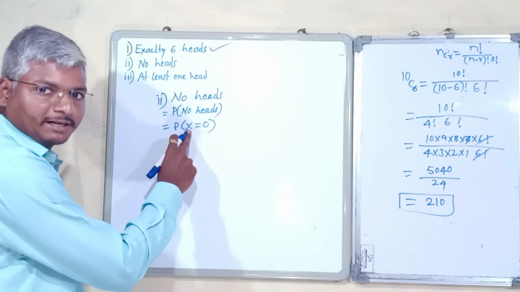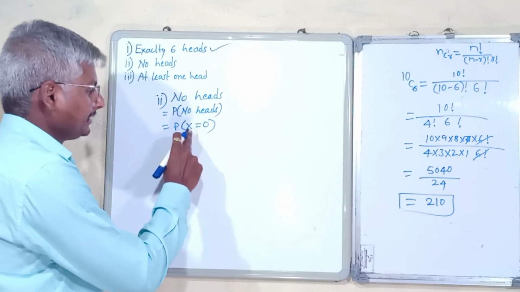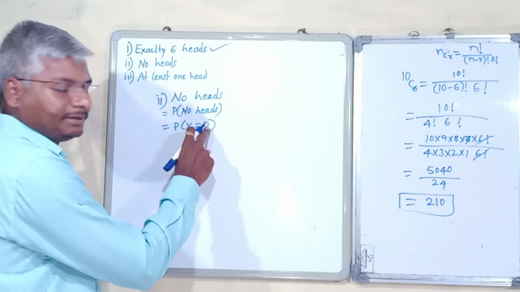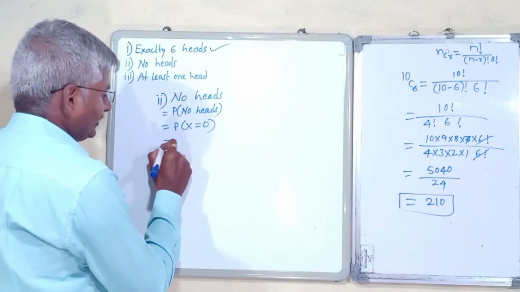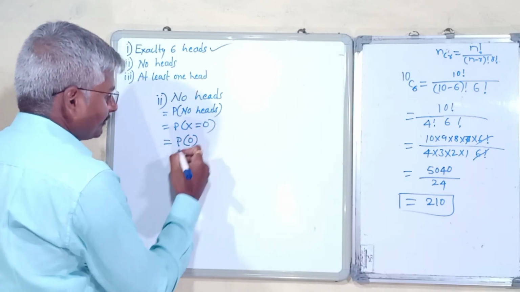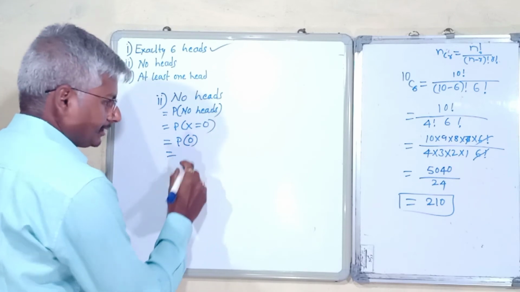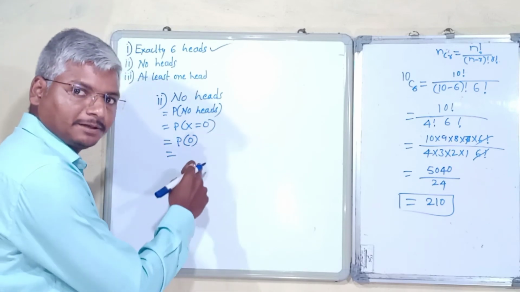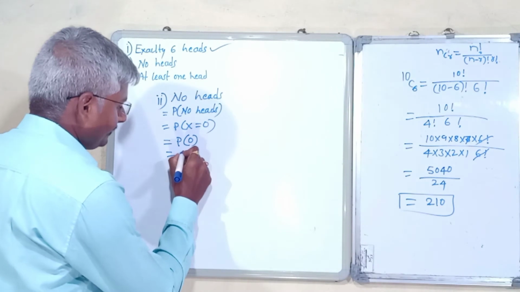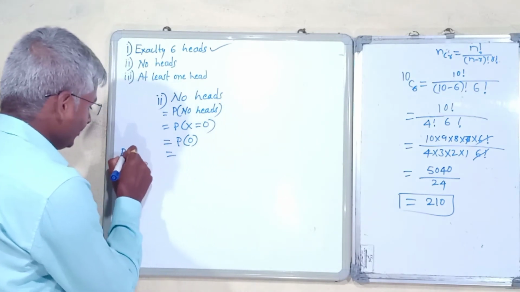X is the name we have given to the number of heads. No heads means 0 heads. So you need to find the probability of 0. Probability of 0 is obtained by filling in 0 wherever x appears. We will write the probability mass function.